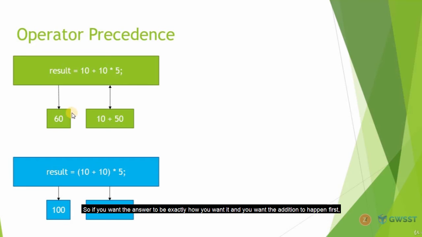and then it adds up to the 10, so that becomes 60 there. So if you want the answer to be exactly how you want it and you want the addition to happen first, then you'll have to put it inside the parentheses. So that would be like 10 plus 10, put that in parentheses, and then you're multiplying that with the 5. So what happens here is the 10 plus 10 gets added first and then it gets multiplied by 5. And then those values are stored inside the 100.